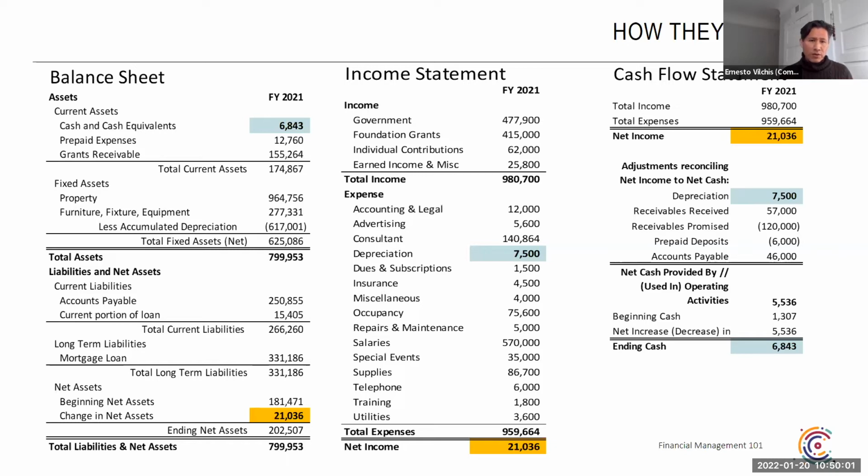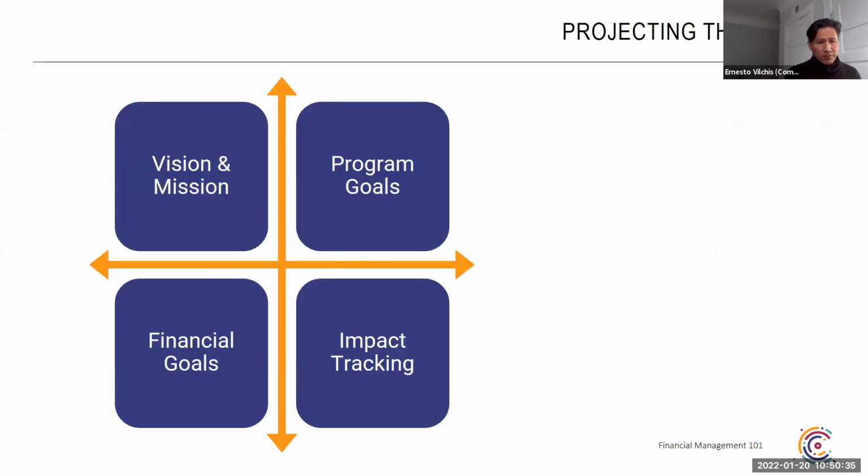The balance sheet tells you where you are today, and gives you a good picture of the resources that the organization has. The income statement gives you an idea of how you have been performing over the last year, or whatever period you're looking at. And then the cash flow statement reconciles how money's coming in and out throughout the organization. So all of those three statements together give you an idea of how the organization has been doing up to this point, right? And so that's looking at the past. Now let's quickly look at projecting the future.